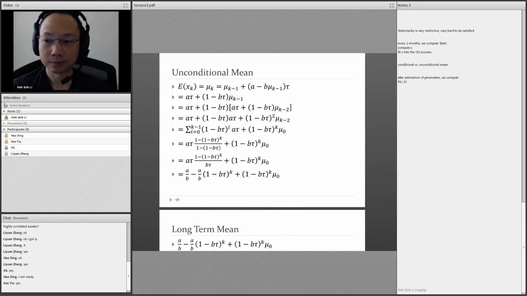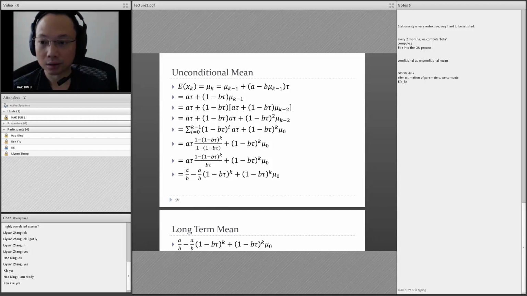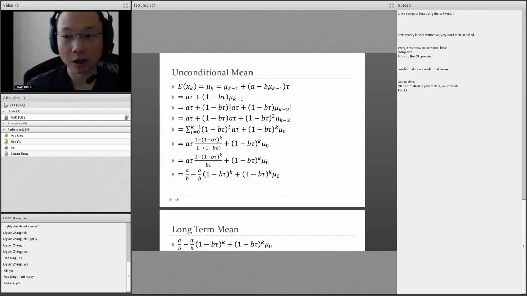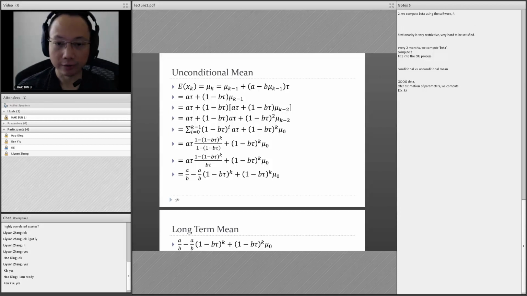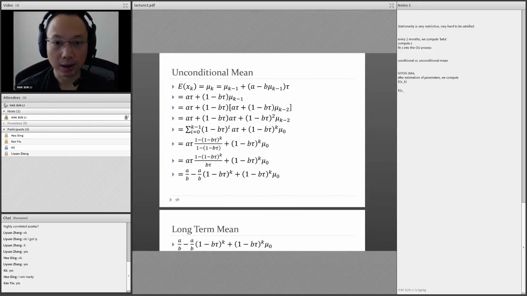We compute this. So let's say we want to check Google. Given the Google data, we do the estimation, and then we can compute the long-term mean. But this is not what we want, right? This is not good enough because this is the long-term mean. What we really want to know is the expectation of xk given all the prices from Google. This is what we want.